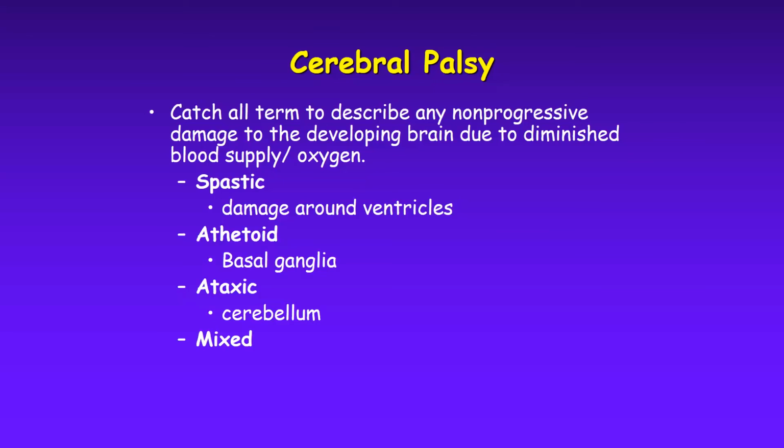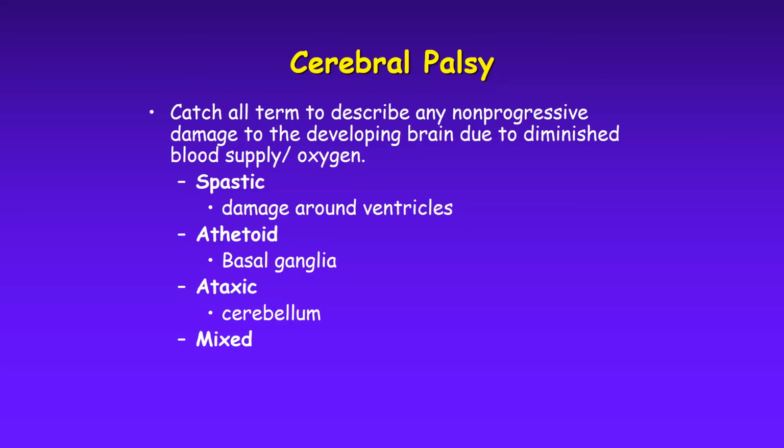Cerebral palsy, or CP, is the big catch-all term to describe almost non-progressive damage to the nervous system at the time of birth or before birth. Typically it's because you've had some kind of disruption of blood supply or oxygen to those nervous system tissues. In an adult, we're talking about something like a stroke.